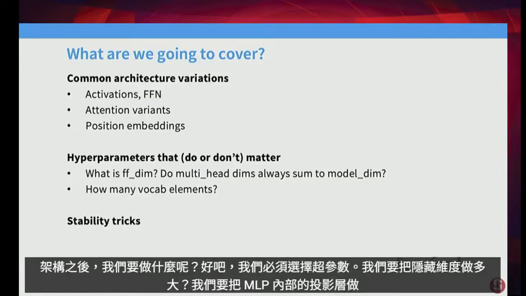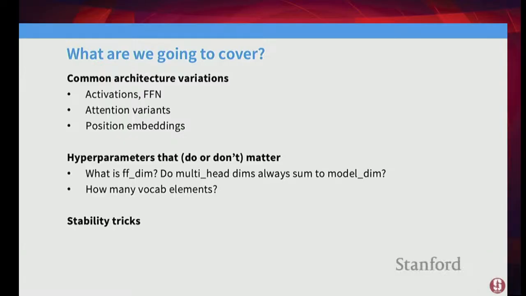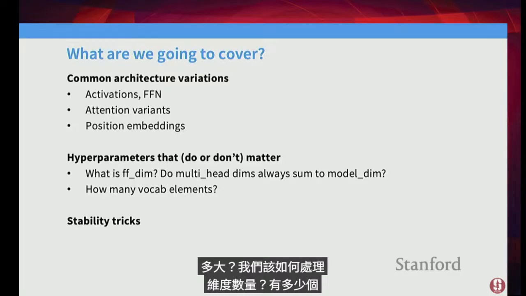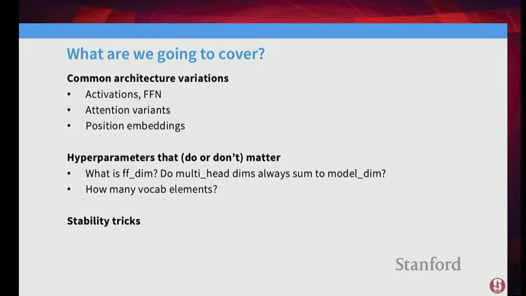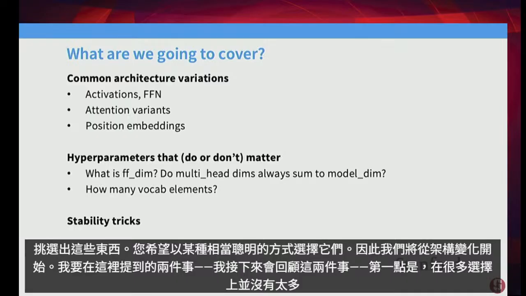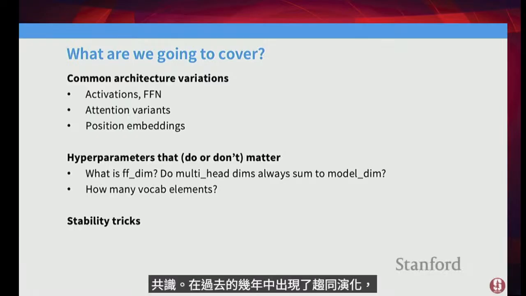And then having nailed down the architecture, what do we have to do? Well, we have to pick hyperparameters, right? Like how big do we make the hidden dimension? How big do we make the inner projection layer inside of the MLP? What do we do about the number of dimensions? How many vocab elements? Those are all important things that you have to choose when you're actually training your language model. And you don't want to just pick these out of a hat, right? You want to select them in some fairly intelligent way.